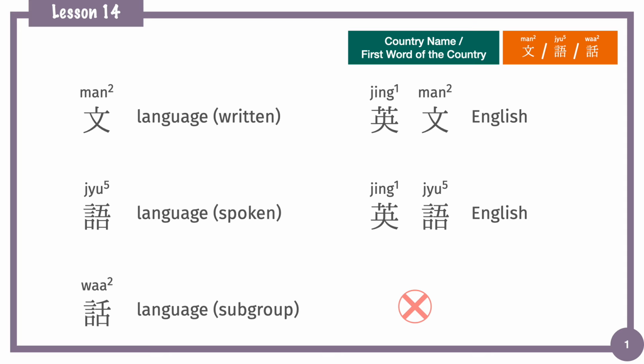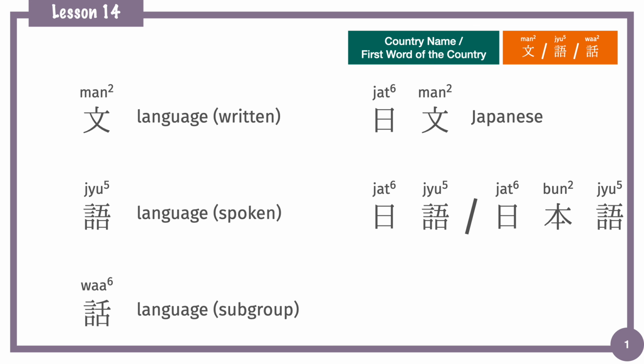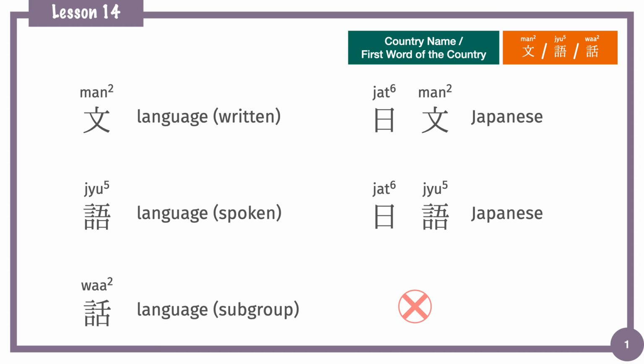One more example. For Japanese, when we are talking about the writing system, we say 日文. When we are talking about the spoken language, we say 日語, or sometimes you'll hear 日本語. Also, Japanese is the common language of the country, so there's no 日本話.